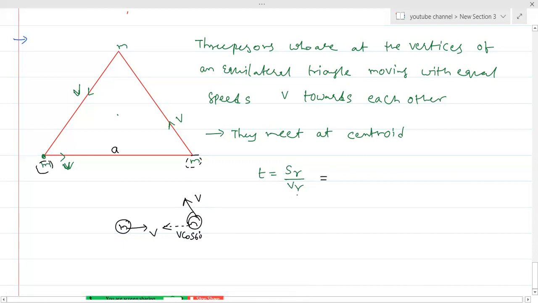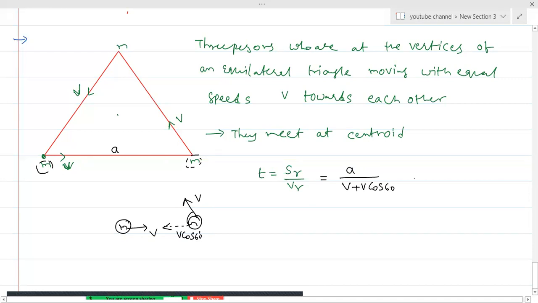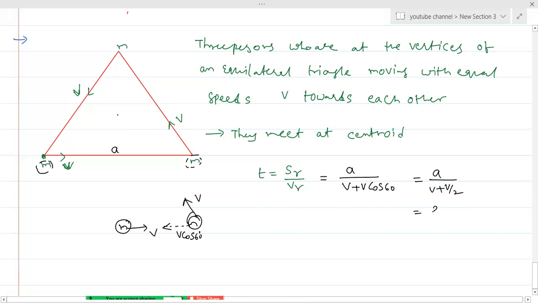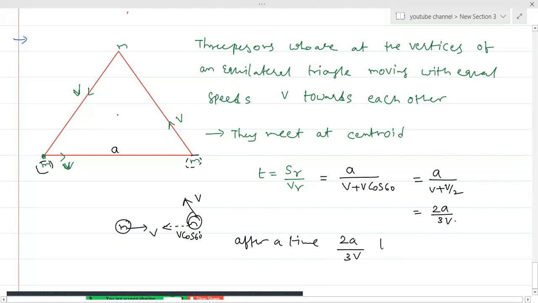Time is equivalent to relative separation by relative velocity. So the relative separation between the 2 persons is a, and let us say the relative velocity, as the bodies are moving in opposite directions along the x-axis, is v plus v cos 60. That is equivalent to a by (v plus v by 2), so t is equivalent to 2a by 3v. So after a time 2a by 3v, they meet each other.